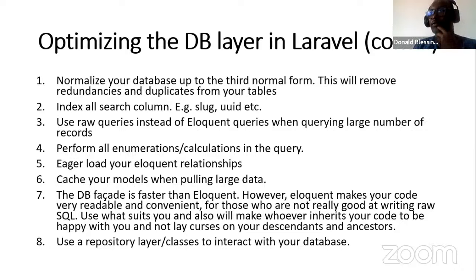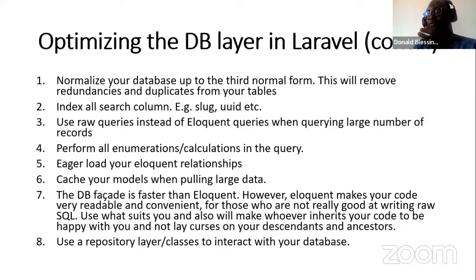So first of all, to optimize your database layer, number one, you must normalize your database tables up to the third normal form. For those of us who know our database, we know that the normalization of tables has three stages: the first normal form, the second normal form, and the third normal form. Usually, the third normal form is an overkill, or as we say, using a sledgehammer to kill an ant. But if you can get your database normalized to the point where you don't need a third normal form, you are good to go. Normalizing a database removes redundancies and duplicates from your tables.